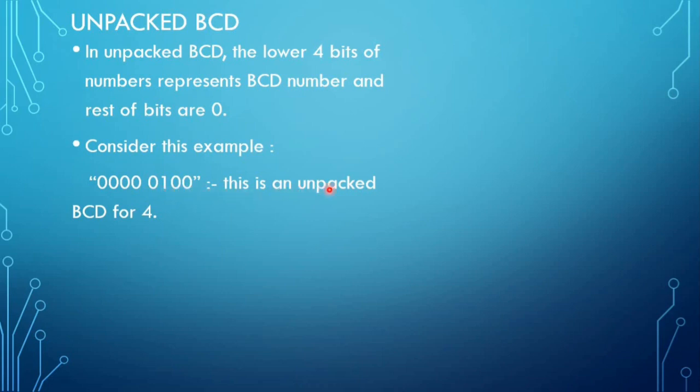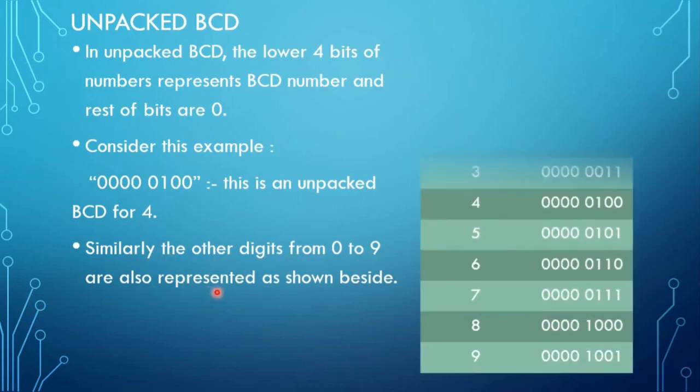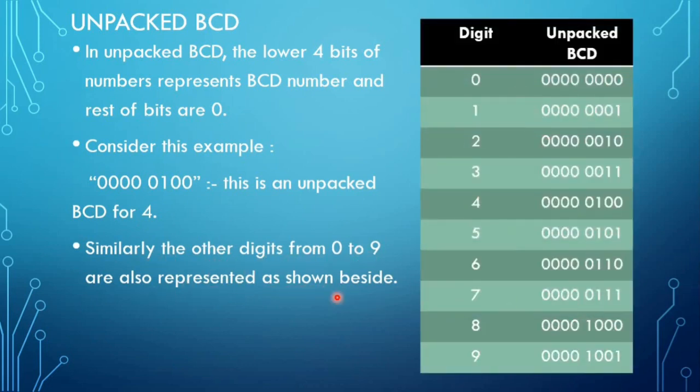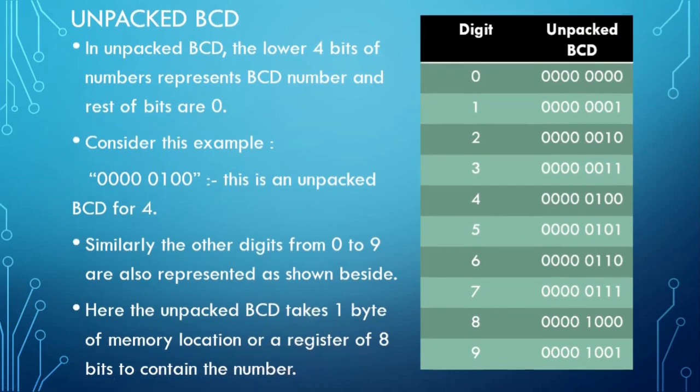00000100. This is an unpacked BCD for 4. Similarly, the other digits from 0 to 9 are also represented as shown beside. Here, the unpacked BCD takes 1 byte of memory location or a register of 8 bits to contain the number.